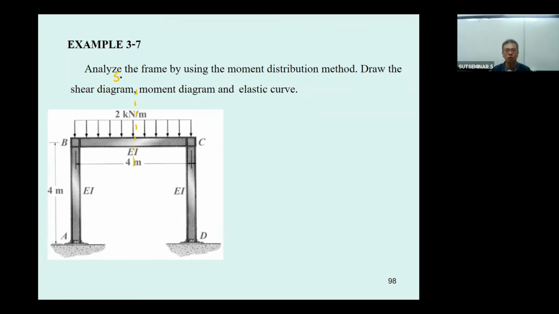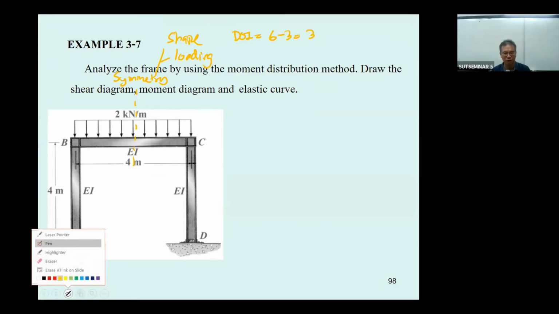Symmetry due to the shape of the frame, and symmetry due to the loading. Okay, by doing this, if you consider this one, the degree of indeterminacy is going to be 6 minus 3. That is going to be 3 degrees of indeterminacy.